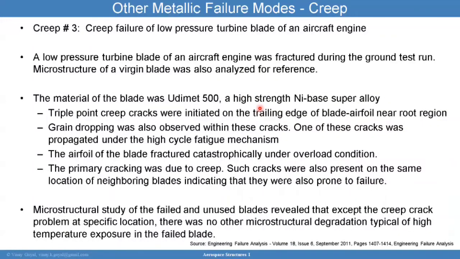Creep example number 3 is a turbine blade of an aircraft engine. A low pressure turbine blade of an aircraft engine fractured during a ground test run. And so the microstructure of that virgin blade was analyzed to look at what's going on, which was actually made of a high strength nickel alloy.